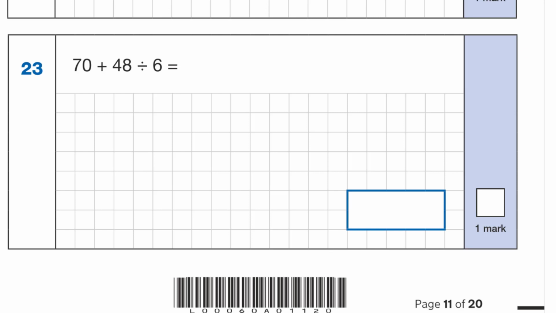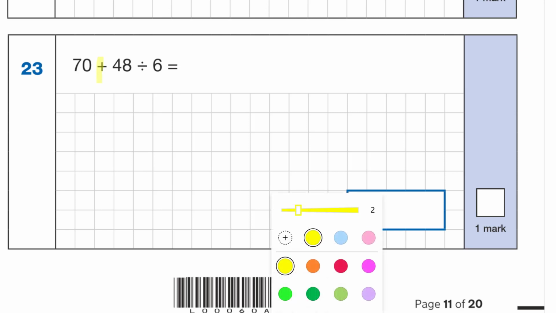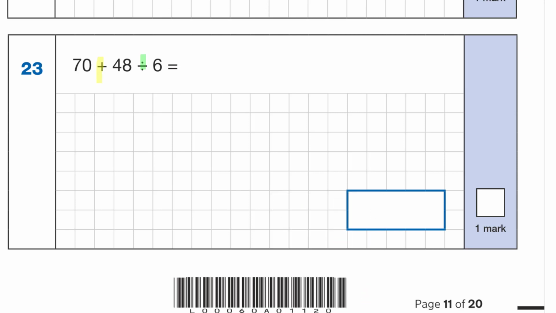Question 23, 70 plus 48 divided by 6. Okay, if you have a number sentence and it's got different operations in, so we've got an addition and also a division, then you are going to need to know the order of operations, sometimes known as BODMAS, as BIDMAS, as PEDMAS. It has various names, but it's the order of operations.